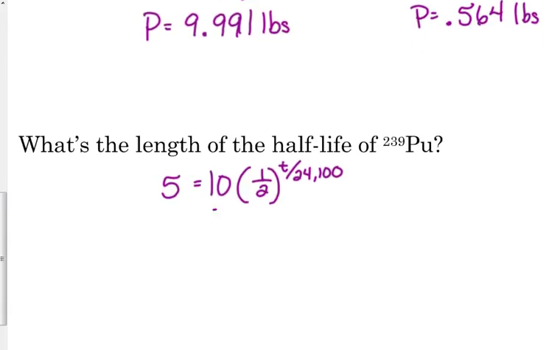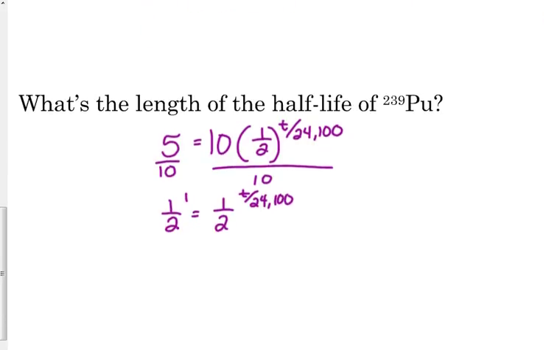So we divide both sides by 10. 5 over 10 is 1/2. Well, this is convenient. They have the same base. So what can we do? We can just set their exponents equal to each other. 1 is equal to t over 24,100. How do we solve for t? Multiply.